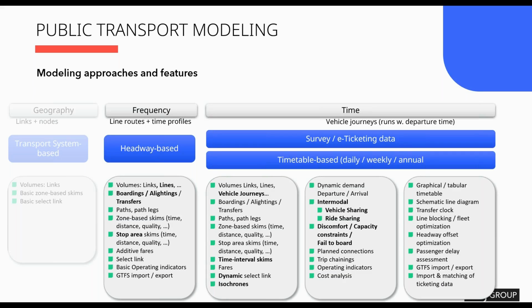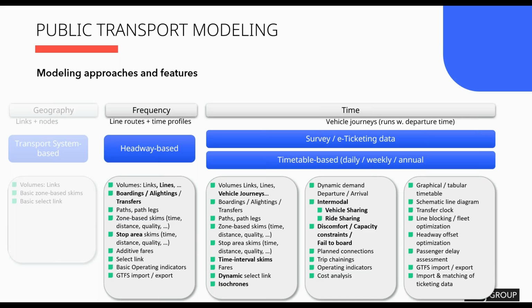Next, we will move on to the time-based assignments, which are going to be primarily that direct assignment of ticketing data and the timetable-based assignment. The timetable-based assignment opens up a really much wider range of capabilities as far as analysis, as well as some other cool things. You get individual vehicle journeys. Can get the skims not only for the entire assignment period, but assignment time intervals within the assignment period. You'll get access to dynamic select link analysis, transit isochrones.